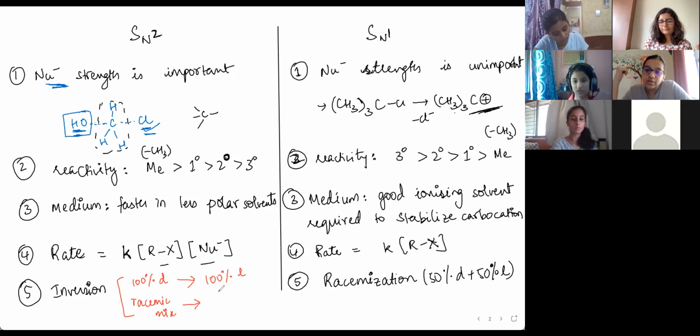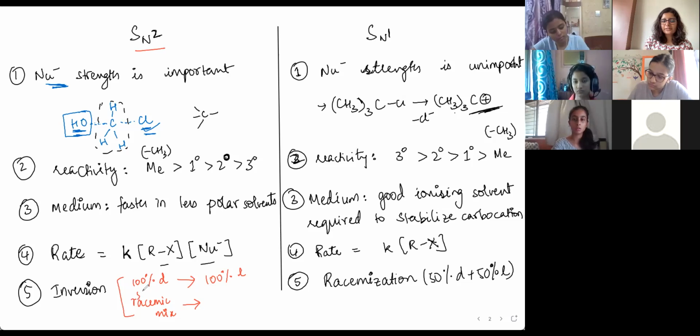But ma'am, racemization is only in SN1, right? No, I'm not saying racemization. I'm saying if I start off with a racemic mixture, which is 50% D plus 50% L, and then I make it undergo the SN2 mechanism, this particular reaction, then the product will still be a racemic 50-50. It'll still be the same.